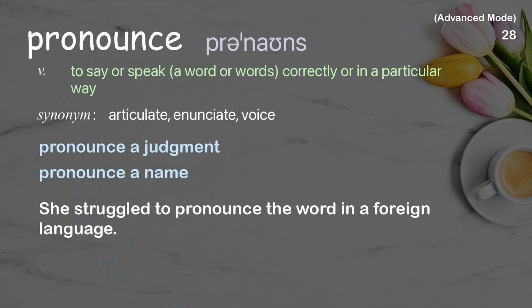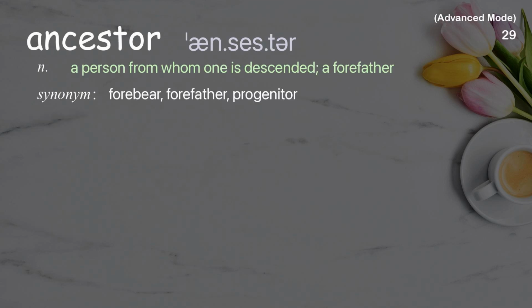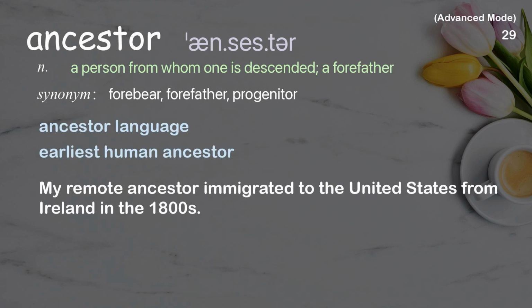Ancestor. A person from whom one is descended, a forefather. Examples: Ancestor language. Earliest human ancestor. My remote ancestor immigrated to the United States from Ireland in the 1800s.